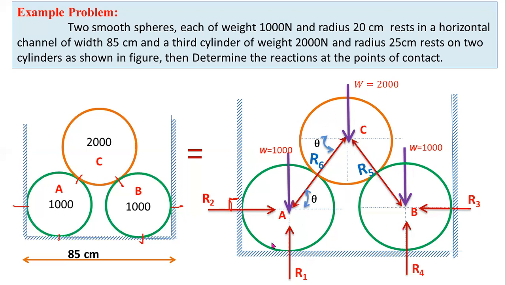So there are 6 contact points. So I consider 6 reactions: R1, R2, R3, R4, R5, R6. Here I consider 6 reaction forces for 6 contact points, and 3 self weights. W equal to 1000 newtons for cylinder A, W equal to 1000 newtons for cylinder B, W equal to 2000 for cylinder C. So this is the complete free body diagram for this given diagram. Here I converted this given diagram into a free body diagram.